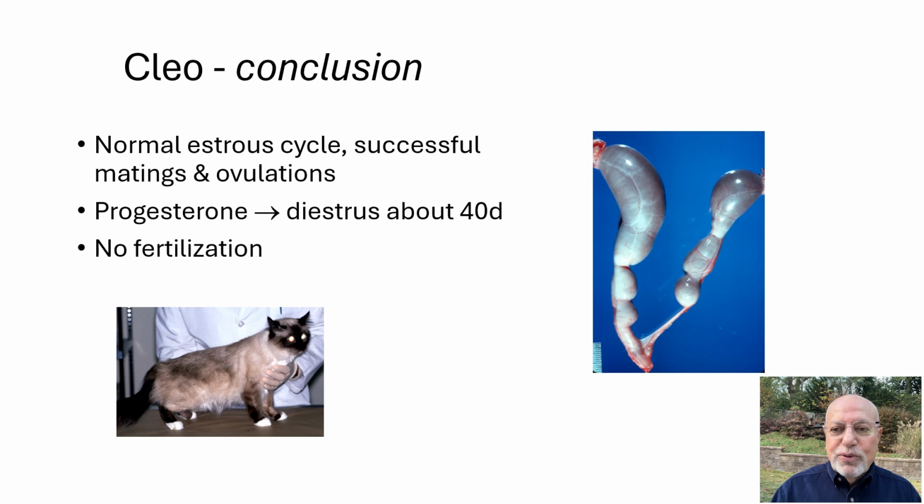So if you conclude this whole thing, I would say that this animal had a normal estrous cycle with successful mating and ovulations, because we had the evidence of corpora lutea on those ovaries when we looked at the reproductive tract. Progesterone was being produced, and diestrus was about 40 days, and then there was no fertilization.